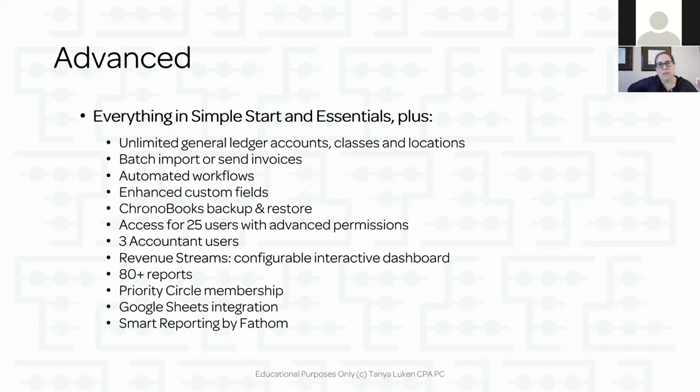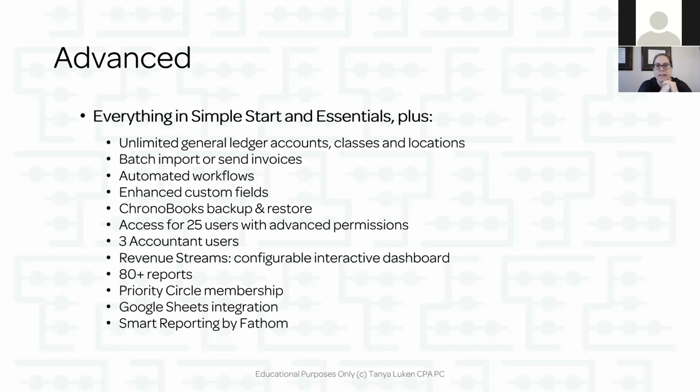You can automate some workflows. There's enhanced custom fields everywhere in QuickBooks Online. There's a ChronoBooks backup and restore, which means that if you picture a timeline, you can put a placeholder in the timeline, and then you can roll your QuickBooks back at any minute to that placeholder. And so that's only available in Advanced.